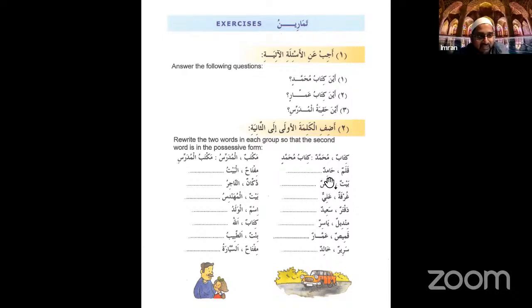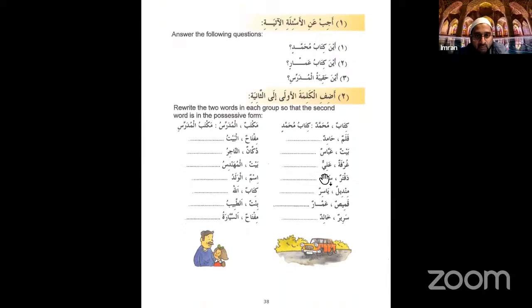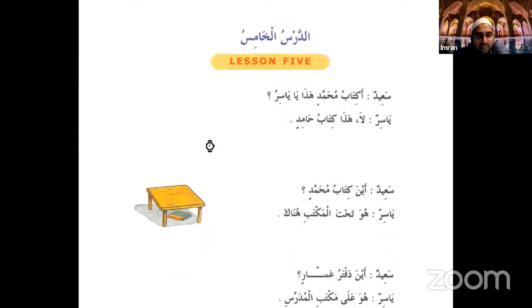Now, the next exercise is this. Over here you have 2 columns. I'm going to do this as homework. Everyone needs to do this. You have the word kitabun, Muhammadun. These are words individually. When it becomes mudaf and mudaf ilay, when the second noun does not have alif lam, the second noun should get a kasrat tanween. Kitabu Muhammadin, Muhammad's book. If you want to say Hamid's pen, we will say kalamu Hamidin.